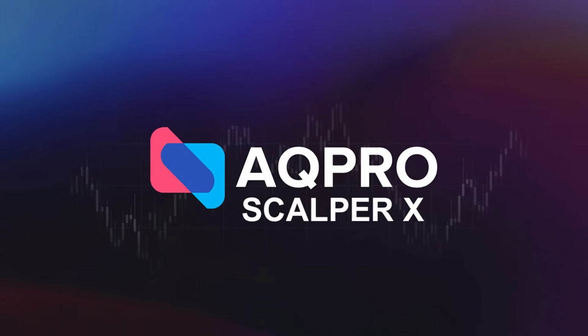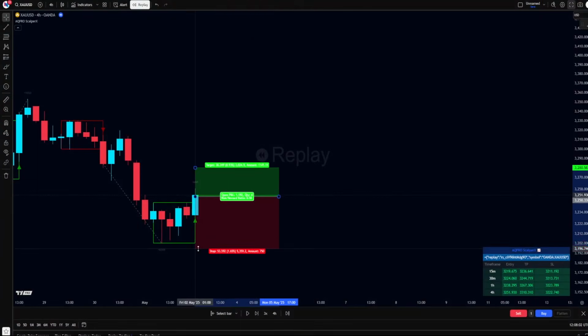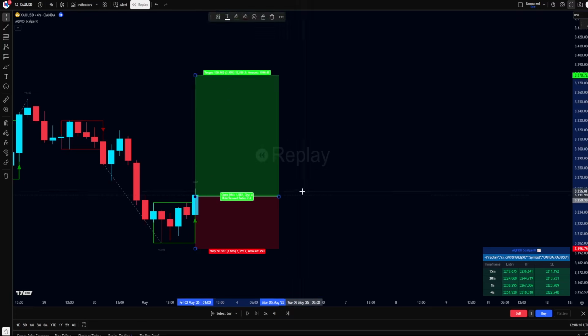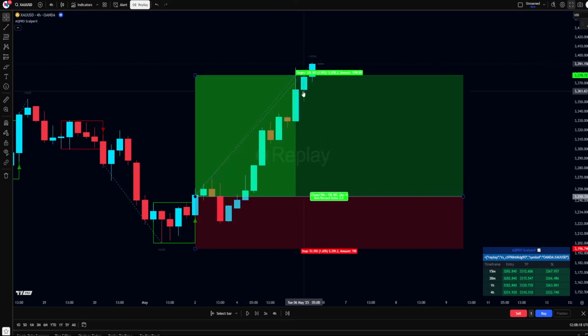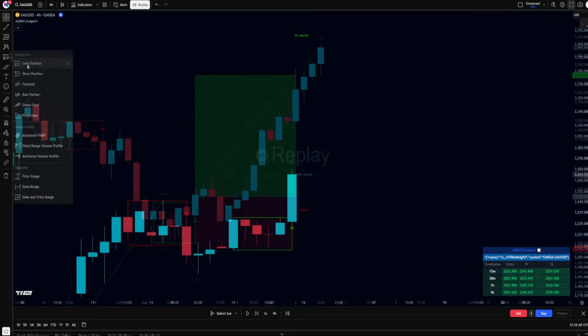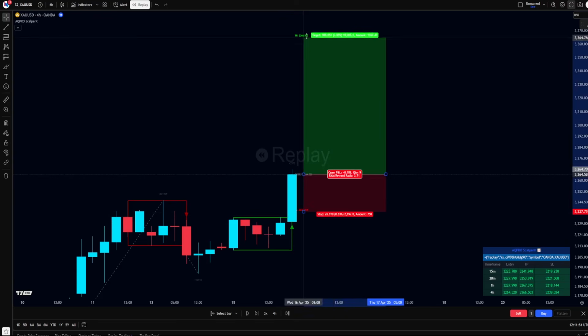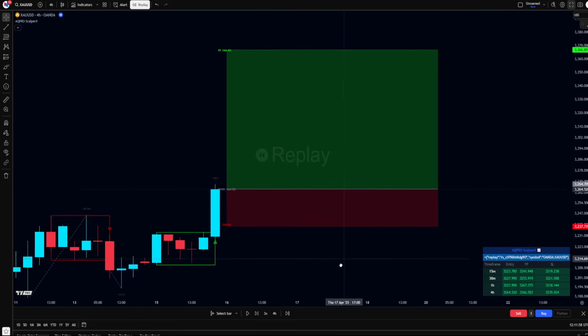Let's delve into the core features of SCALPERX. Breakout signals. SCALPERX identifies significant price breakouts by analyzing recent price ranges, ensuring that only strong and validated breakouts are signaled. Risk visualization. The indicator automatically plots take profit and stop loss levels based on customizable risk-to-reward ratios, providing clear visual cues for trade management.